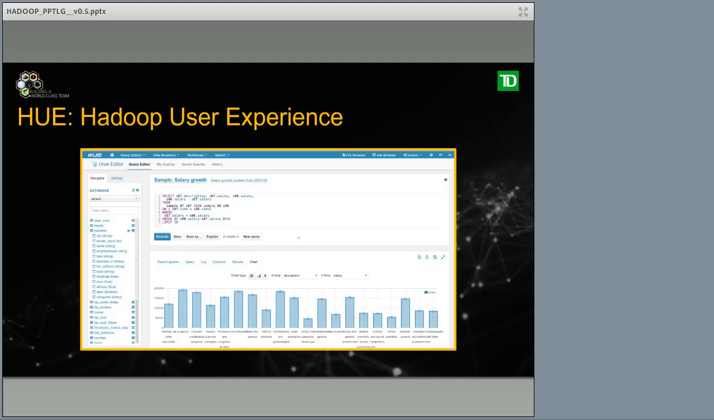Another way to interact with data in HEAT is to use Hue, which stands for the Hadoop User Experience. Hue is a Cloudera product which offers a user-friendly interface to interact with data in HDFS in many ways. Hue provides query editors for Hive and Impala, as well as file browsing, job browsing, and easy-to-use data visualization.